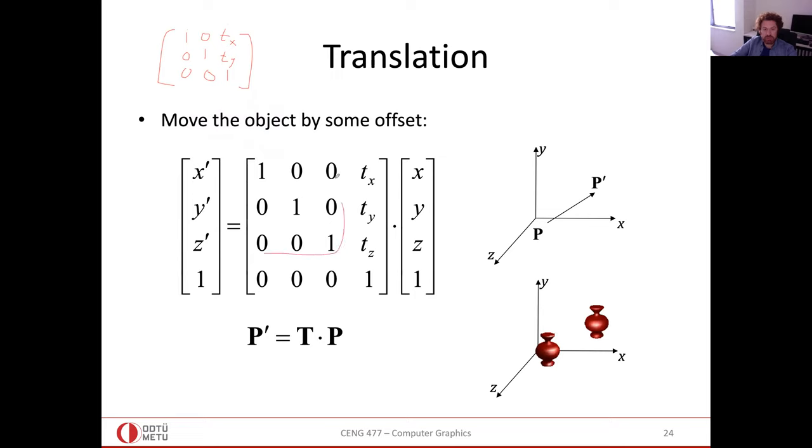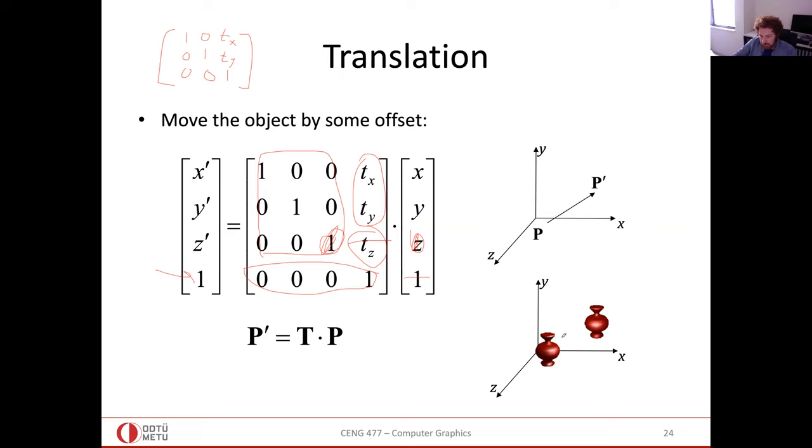So this part will be a 3x3 identity. This part will be a copy paste, but now I will support four dimensions because the fourth one is the homogeneous one. Hence, I need 0, 0, 0, 1. And this part, again, is from our previous pattern. I support z now. So essentially z prime is equal to z times 1 times tz. So z prime is equal to z plus tz.